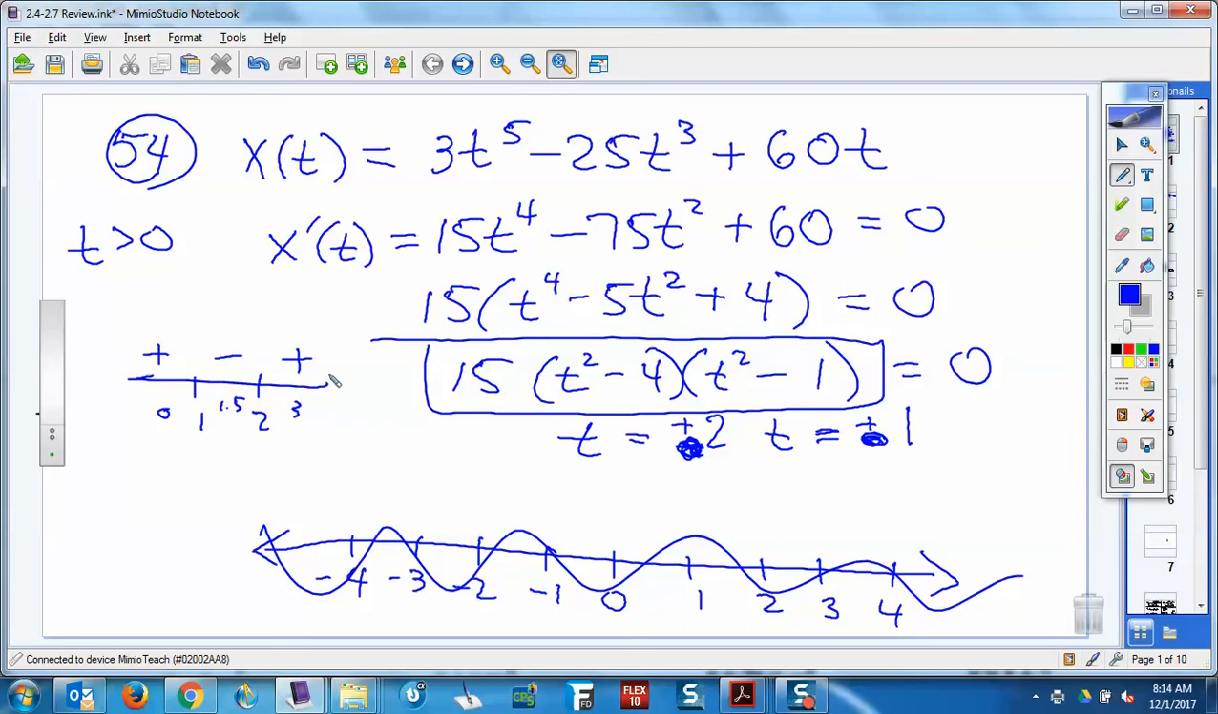So this car is going, this particle is going east or right, left, right. Yeah, I mean the car would be east, west, east, but the particle would be right, left, right. Okay, and then of course the question is, when is this particle moving to the left? So between 1 and 2.